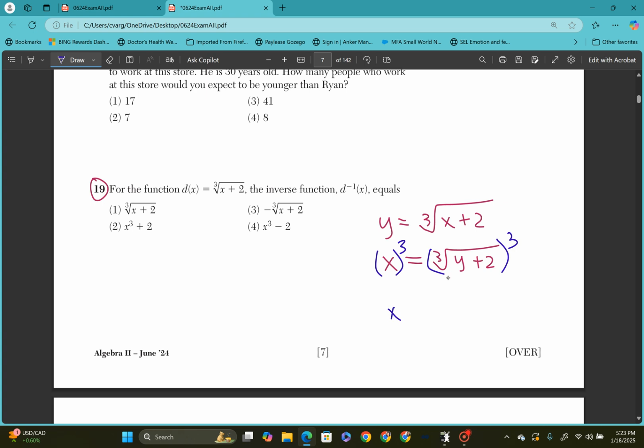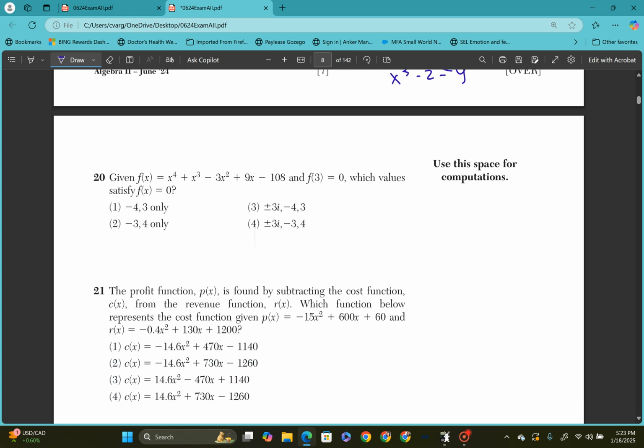So I get x to the third is equal to y plus 2. I'm almost done, right? Subtract 2 from both sides. Cool. So I get y is equal to x to the third minus 2. And that is choice 4. All right. Question number 20.